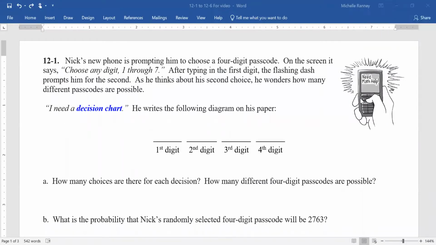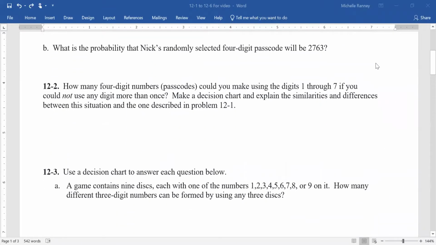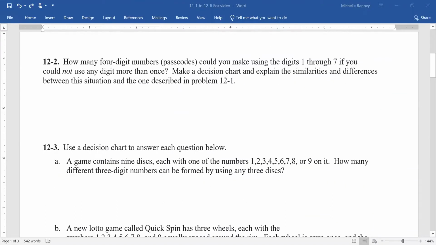So this was the first problem that we did. Let me move up here to the second problem. So now for the second problem, it says, how many 4-digit numbers or passcodes can you make using the digits 1 through 7 if you could not use any digit more than once? So it's basically like the last problem, we're doing 4 digits from 1 to 7, but this time we cannot repeat.